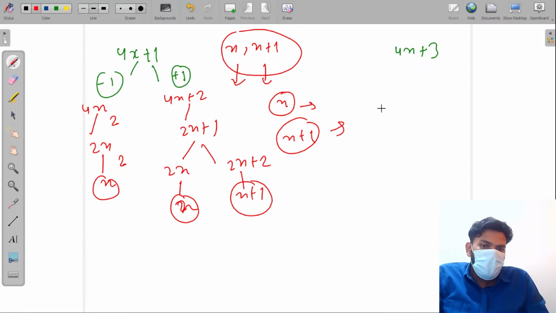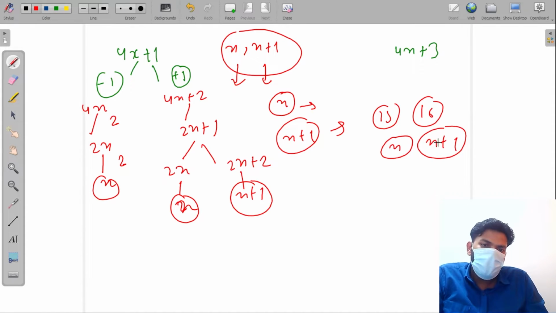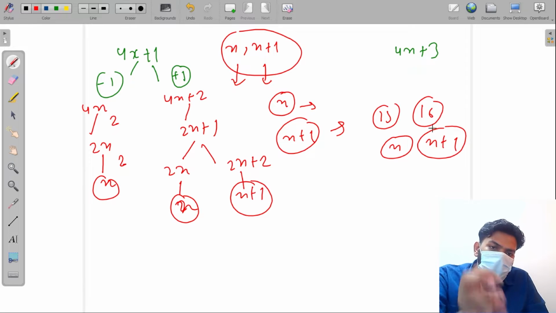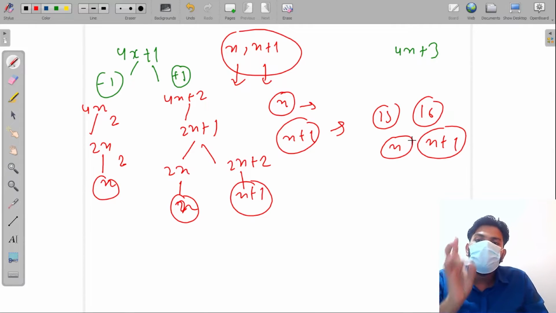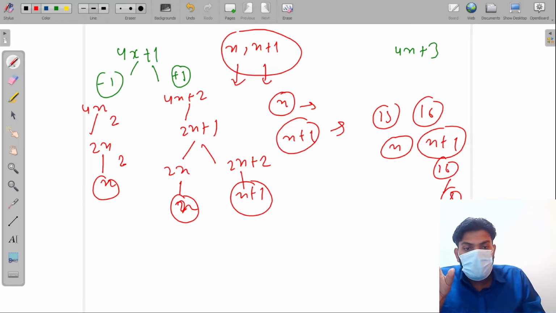How can we decide? You can take 15 and 16. If x is 15 and x plus 1 is 16, which is advantageous? Advantage means the minimum steps to reduce to 1. 16 takes the minimum steps: you take 8, then 4, then 2, then 1, so it takes only 4 steps. But when you take x as 15, it takes many more steps.